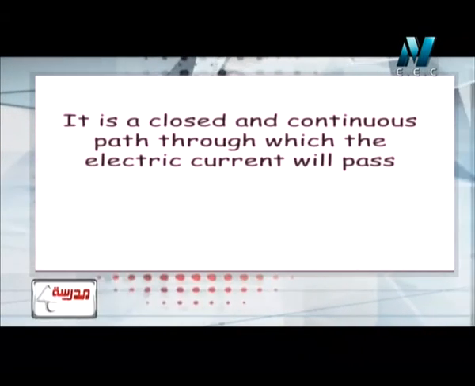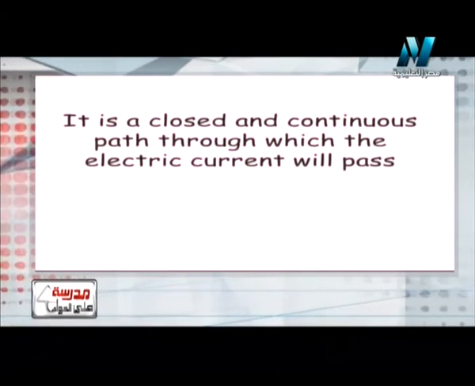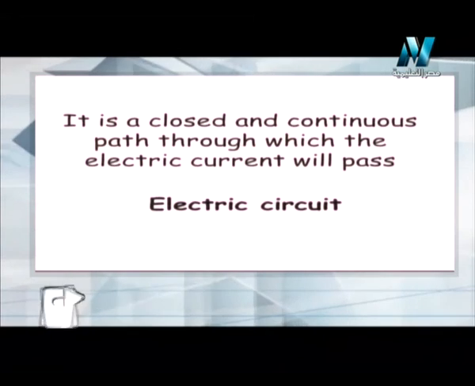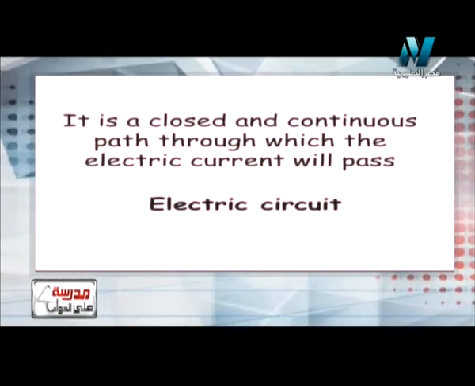Another question. A closed and continuous path through which the electric current will pass: surely it will be the electric circuit. We must differentiate between the definition of the electric current and the electric circuit. Electric current is a flow of electric charge through a material conducting electricity. But the electric circuit is a closed and continuous path through which the electric current will pass.